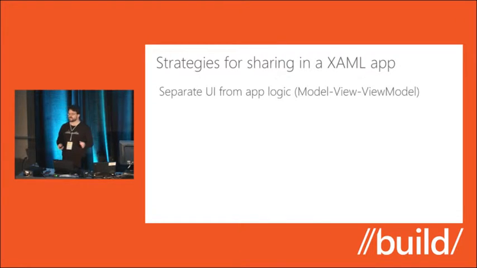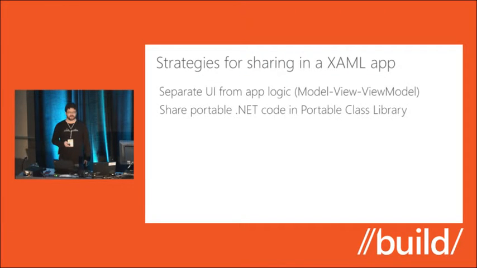Use any separation pattern you like. MVVM is obviously one that's very suitable, and we'll dig into more details as we go along. Then there's an opportunity to share a lot of .NET code, portable .NET code in a portable class library. This will be written once and shared across both apps.